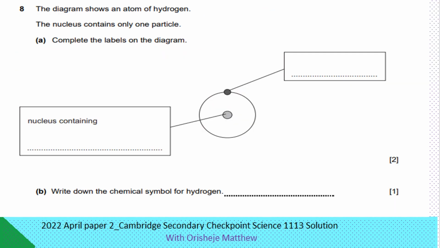Question A. The diagram shows an atom of hydrogen. The nucleus contains only one particle. Complete the label on the diagram. Electron, proton. Chemical symbol of hydrogen, H.